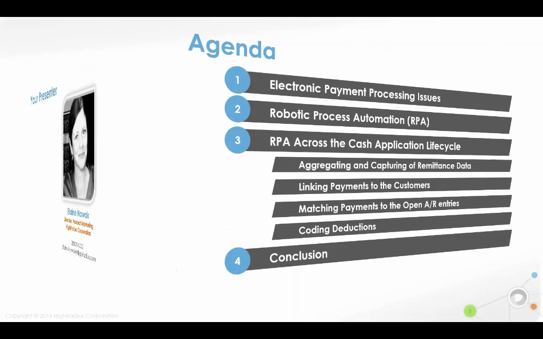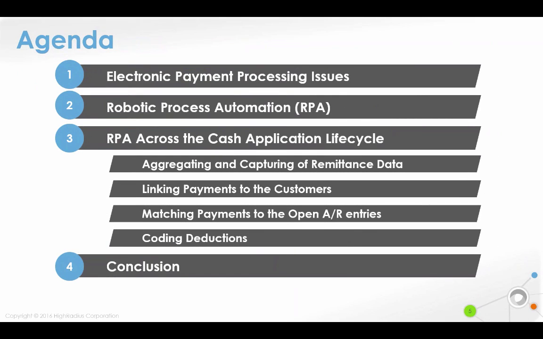So today, I'm going to be covering four main areas. I'm going to be talking a little bit about electronic payment processing and what the issues are that many companies are finding. And then I'll get a little bit into robotic process automation, what that's all about. And then I'm actually going to get into a little bit more in-depth: how does RPA work in the cash application life cycle? And we'll get into the specifics of that as well.